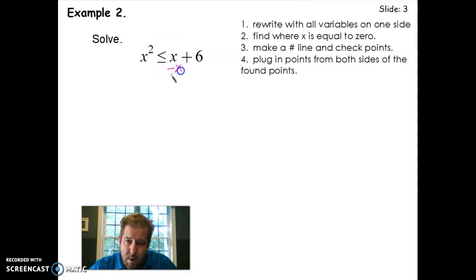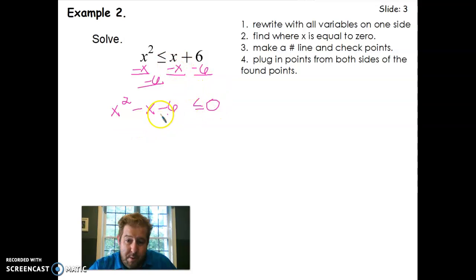So I'm going to move all of these items over to the left. I'm going to subtract x from both sides, subtract 6 from both sides. This is not the best way, but I'm trying to do this in a rushed fashion. So that's x squared minus the x taken from both sides, and then minus the 6 is less than or equal to 0.